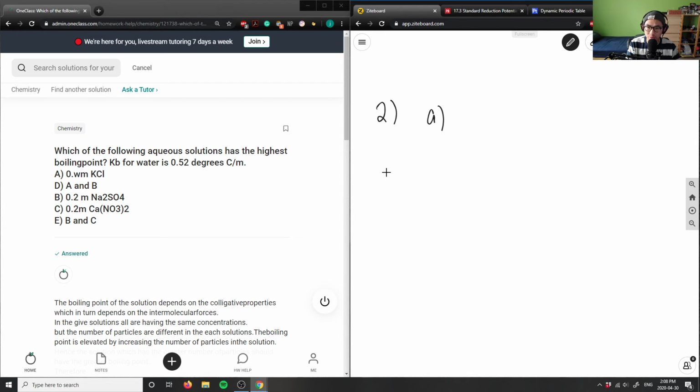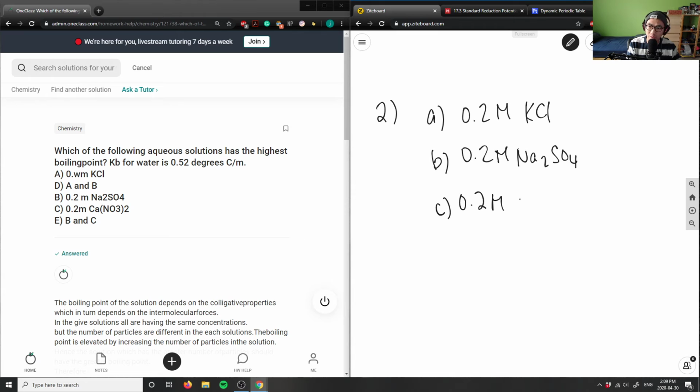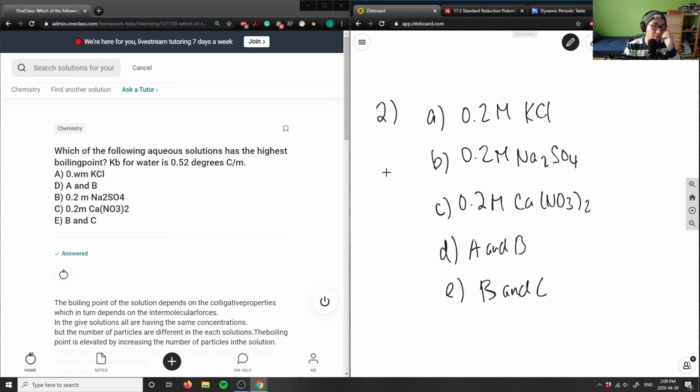It's probably 0.2. I think they tried to write 0.2 M KCl. B would be 0.2 molar of sodium sulfate. C would be 0.2 molar of calcium nitrate. D here is A and B, and E here is B and C. Okay, so it's asking us which of the following aqueous solutions has the highest boiling point here.